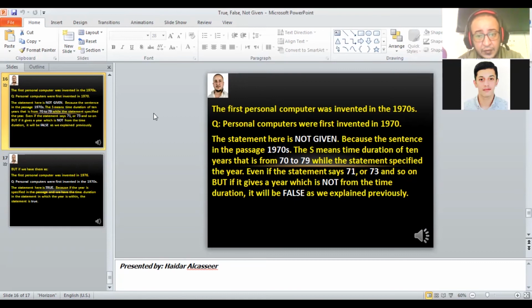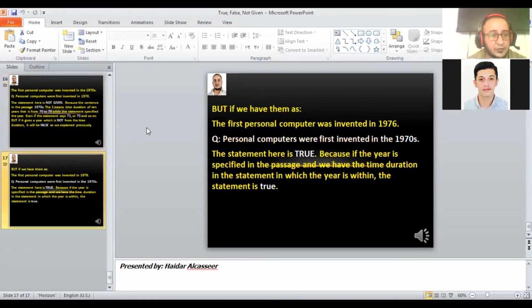Again, it's not given. You got it? Got it. Okay. But if we have it like this, in the passage: the first personal computer was invented in 1976. The question: personal computers were first invented in the 1970s. Is it true? True. Why? Because the text is specific, and the question talks about a time duration that includes the specified year, which is within this time duration in the passage, so it will be true.